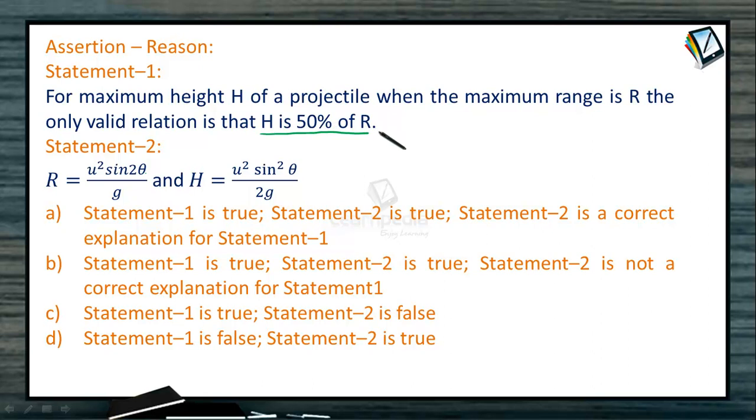Read the first statement, put a 'because' in between and go through the second statement. If the second statement is the correct explanation of the first, option A will be correct. If not, then option B will be correct. If one of them is true and one of them is false, then we have to choose option C or D. So first, I'll take the range formula u square sine 2 theta by g and H is u square sine square theta by 2g. And for maximum height condition we'll put it, and for maximum range condition we'll put it.